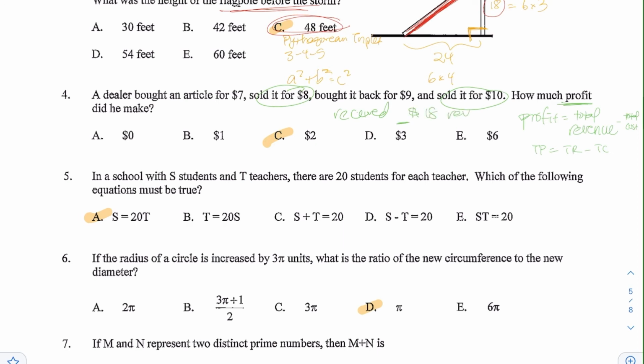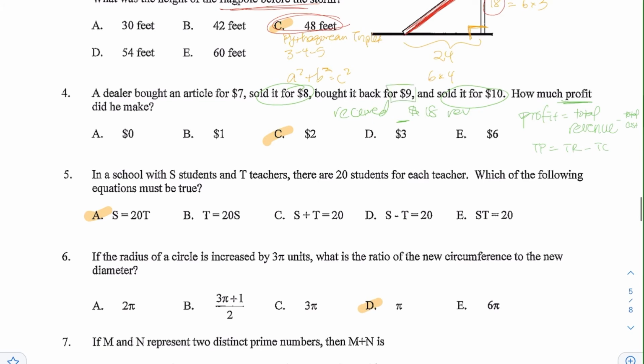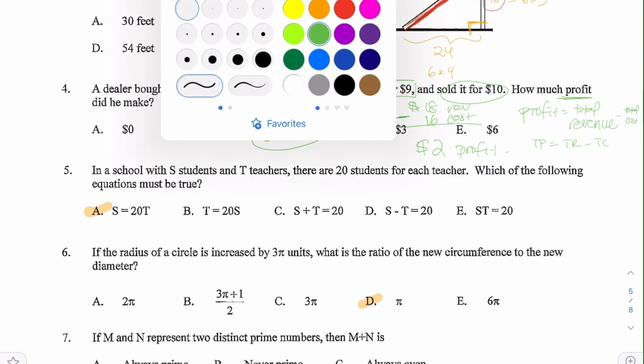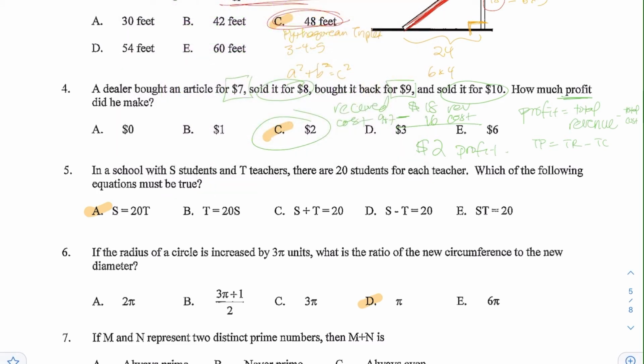But then you have to subtract what he bought it for, which is 9 plus 7. So it costs him 9 plus 7, which will be $16. So 18 minus 16 will be $2 profit. That's choice C. So he received $18, but he had to spend $16 to get those $18. So it's only like he got $2 extra.